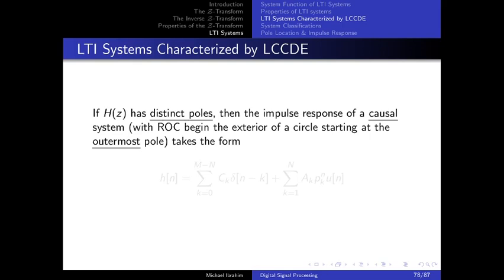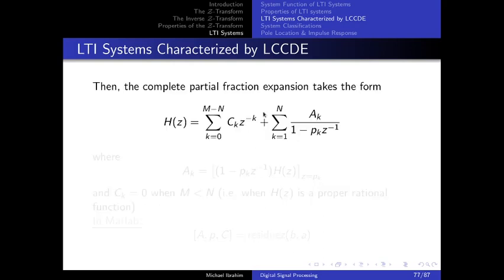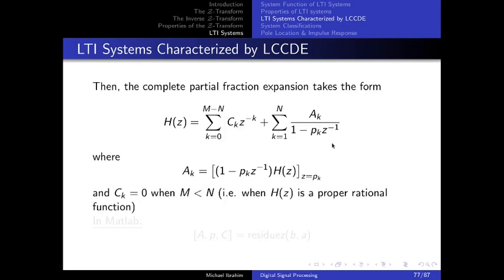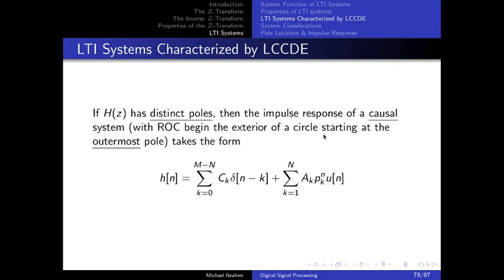Okay. So now if H of z has distinct poles, non-repeated poles, the impulse response will be like this. The terms of the form z to the minus k will correspond in the time domain to terms delta of n minus k. And the fractions we have over here will give us pk to the power n u of n. So now we can get a general form for the impulse response. And now in MATLAB also, since you have ak and pk and ck from the command residue z, you can write h of n right away in MATLAB and get the waveform of how it would look.